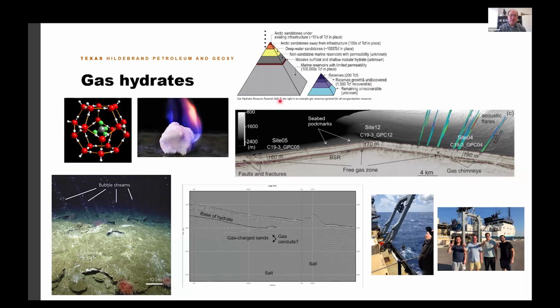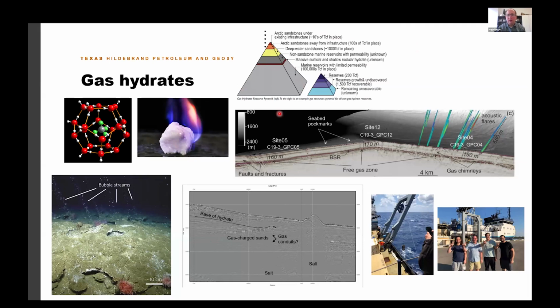And if we look at the global resource potential, this is called the hydrate resource pyramid. We're looking at how much gas in place we think there is in gas hydrates around the world. And when you look at these numbers, it's many thousands of trillions of cubic feet of methane potentially recoverable. So there's a lot of work around the world being done to understand those.